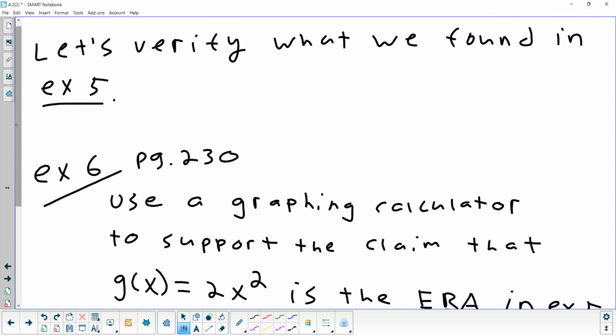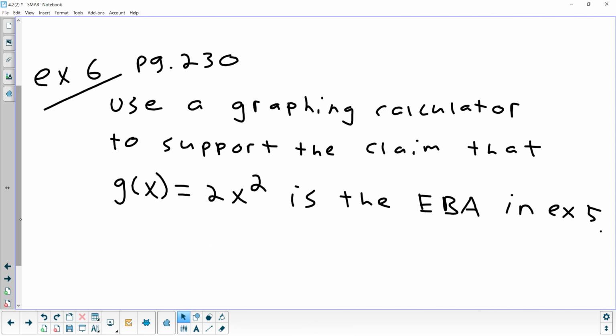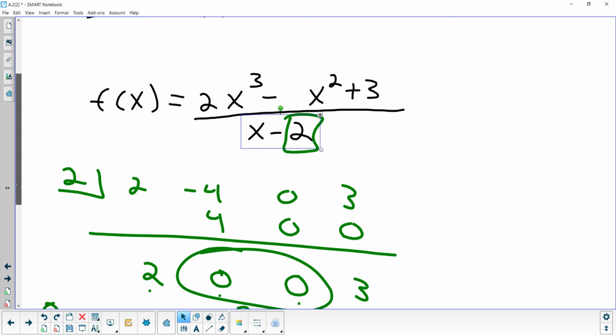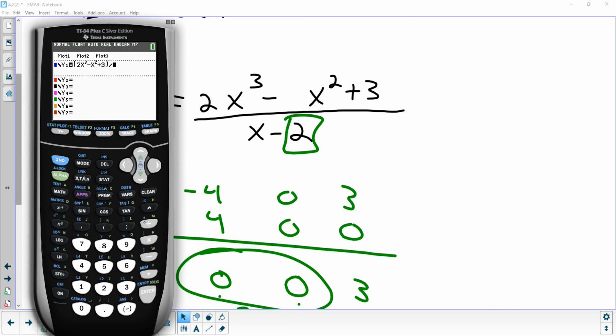All right, so let's take what we just did and actually verify that 2x squared looks like the asymptote in that problem. So let me go back to it and type in 2x cubed minus x squared plus 3, and we're going to divide by x minus 2. And what did we find for an EDA? 2x squared? Yeah. Okay, so I'm going to put that in.